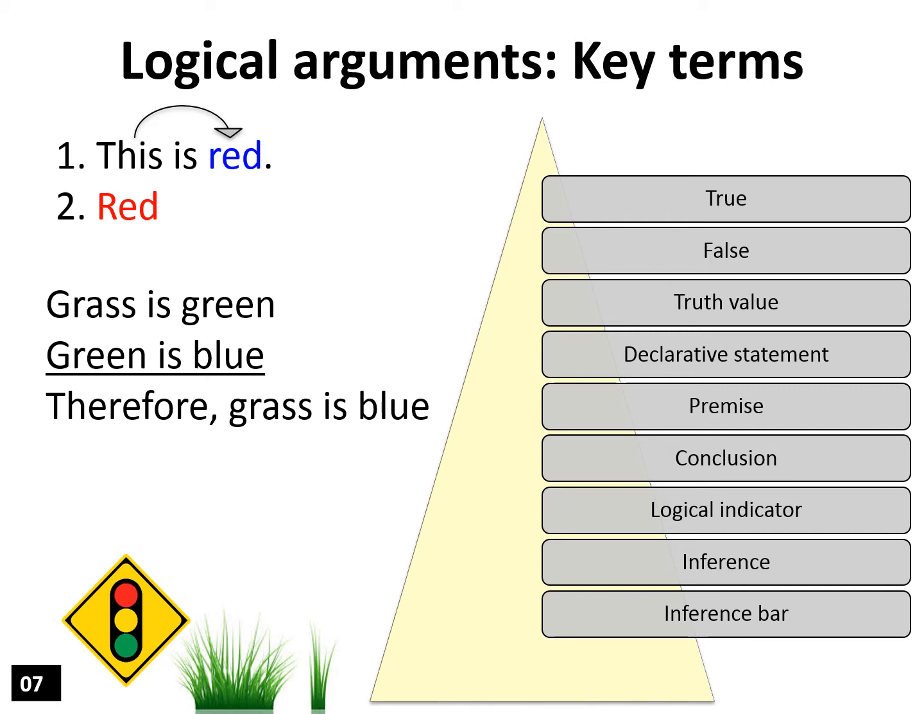It's false. Number 2. Red. The word red is written in red. Is it true? I don't know. I have no idea what this means. There is no sentence. There's no declarative statement. There's no subject. There's no verb. It could mean red is a color. It could mean red is not a color.